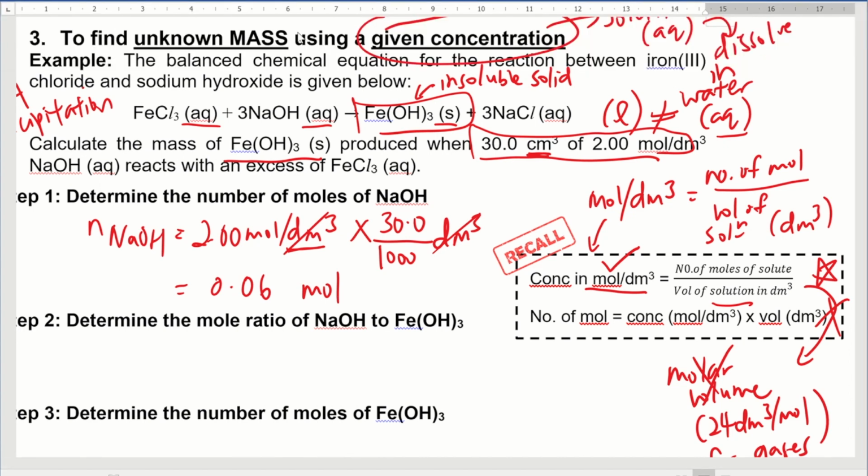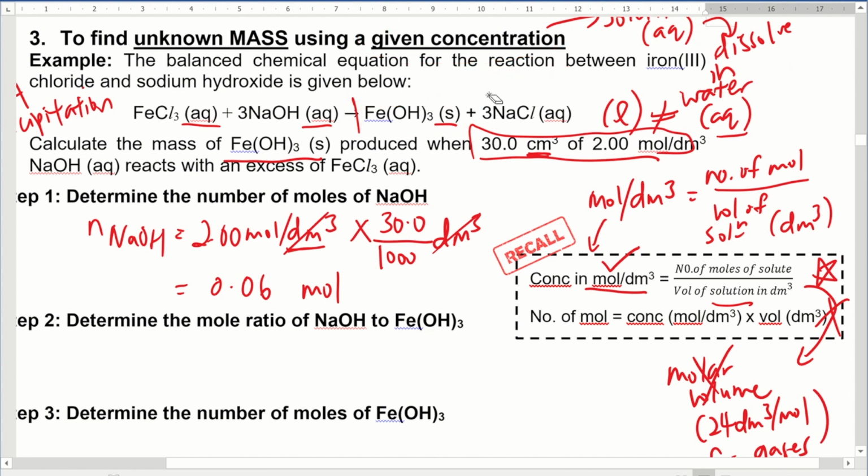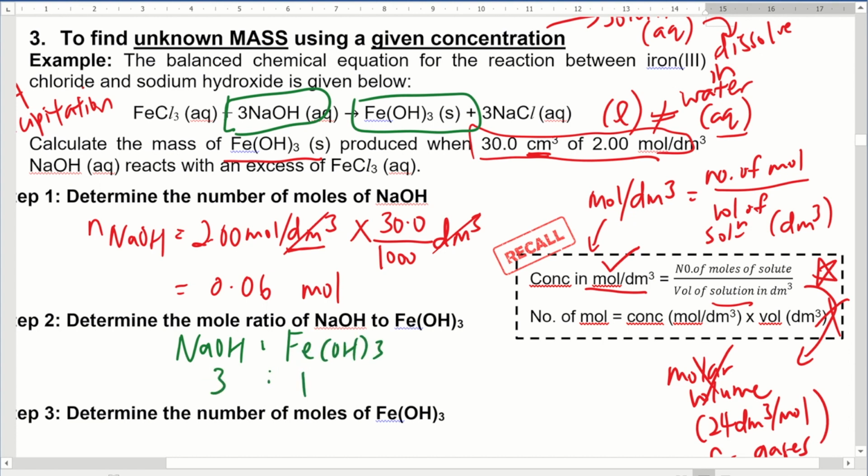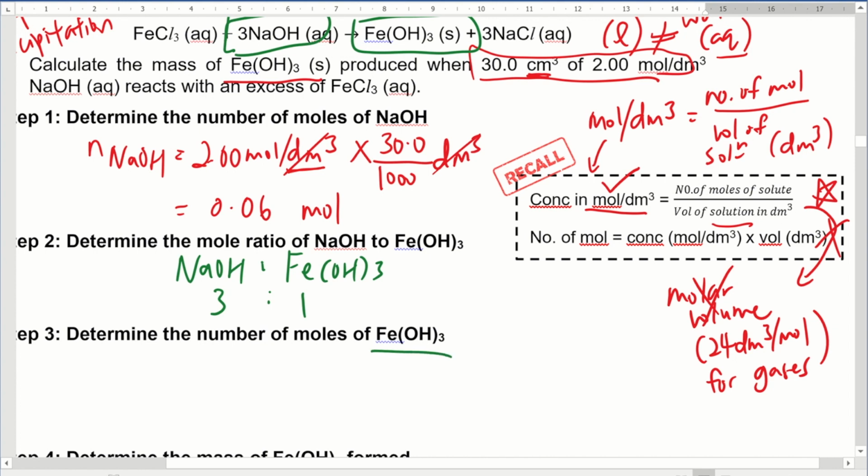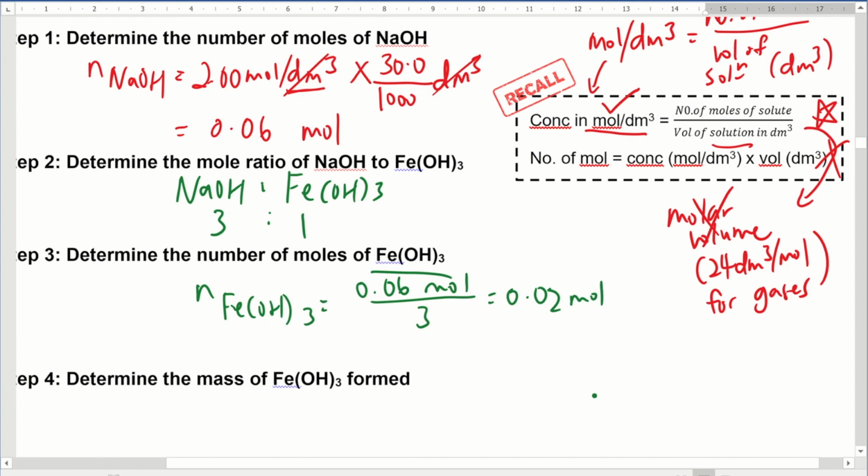The question is only interested in iron 3 hydroxide and sodium hydroxide. So I erase this part here. We are only interested in this and this. If I just compare these two, the mole ratio is 3:1. NaOH is to iron 3 hydroxide, this is 3 units, this is 1 unit. So 3:1. What is the number of moles of iron 3 hydroxide? Since this is 3:1, number of moles of iron 3 hydroxide will be 0.06 mole divided by 3, which is 0.02 mole. So 0.02 moles of iron 3 hydroxide is produced.